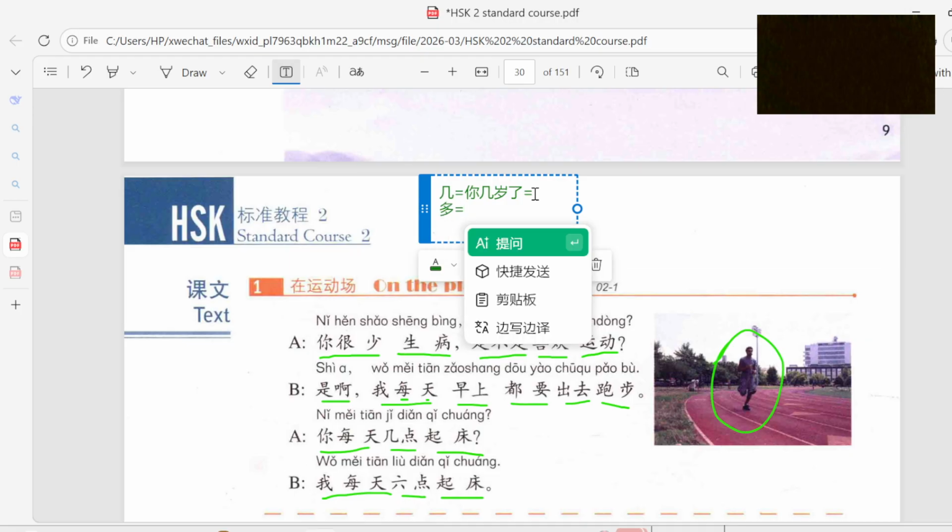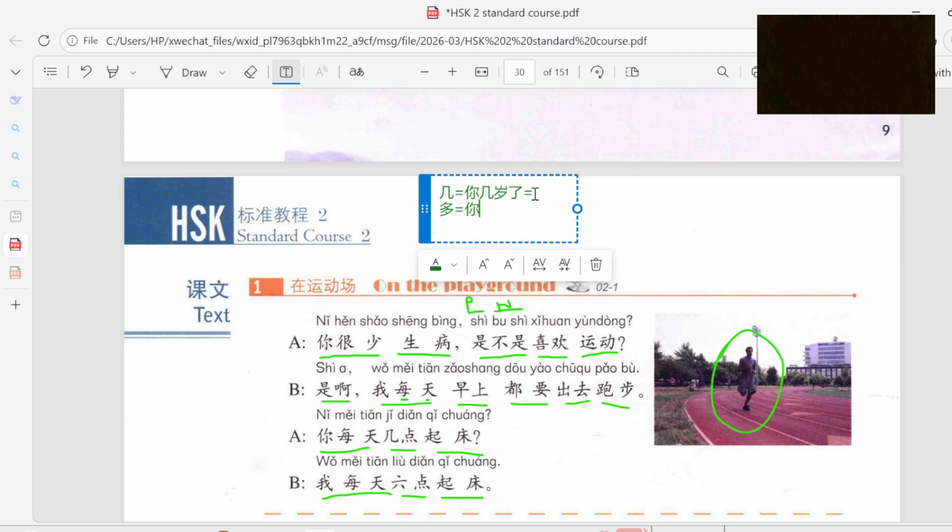Duo. For example, you can say 你多大了? Now this is another question. 你多大了? 多大? How old are you? Instead of saying 你几岁了, say 你多大了?